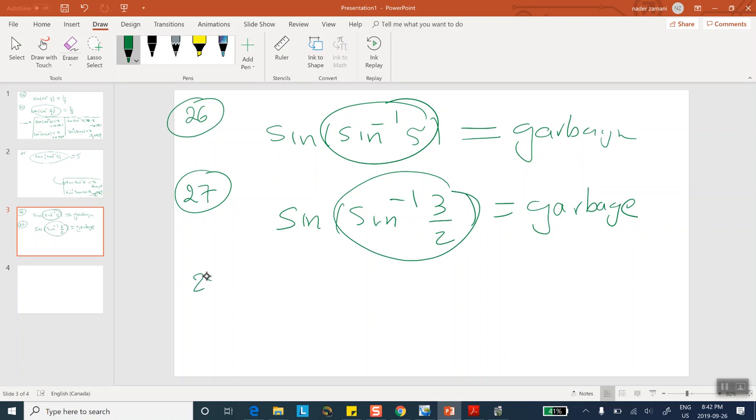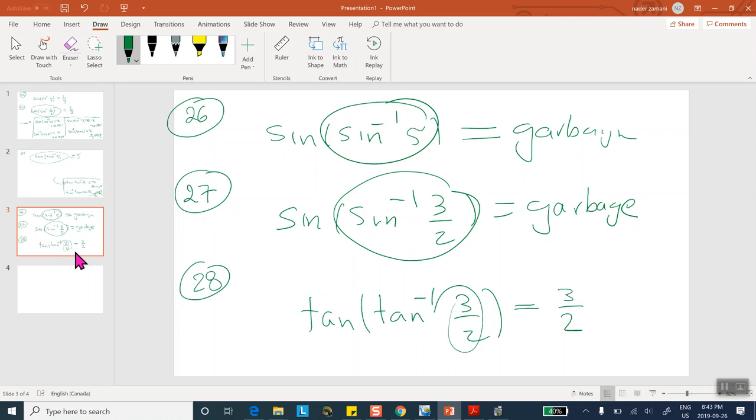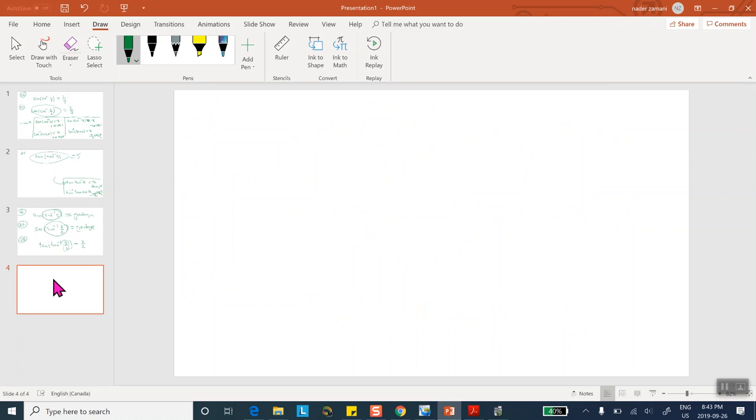28. Tan of tan inverse of 3 over 2. Just look at what I did a few seconds ago. This is always equal to 3 over 2, irrespective of what you put in there. Okay? That was 28. Let's go to 29. This is going faster than I thought.